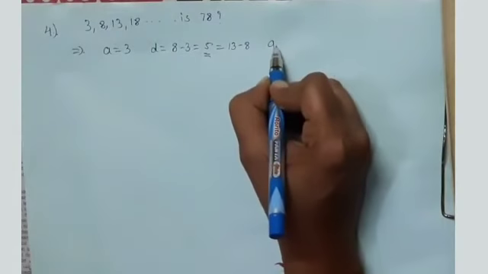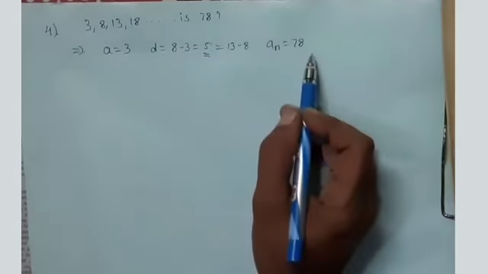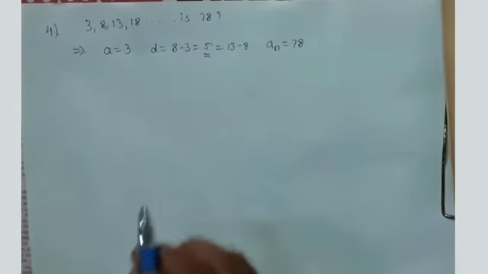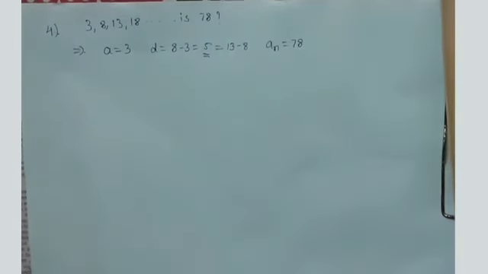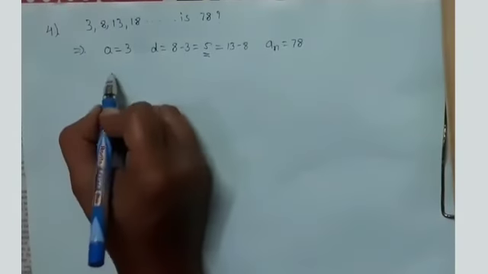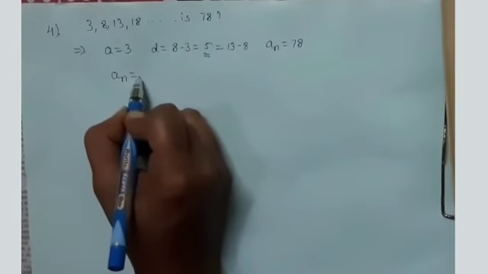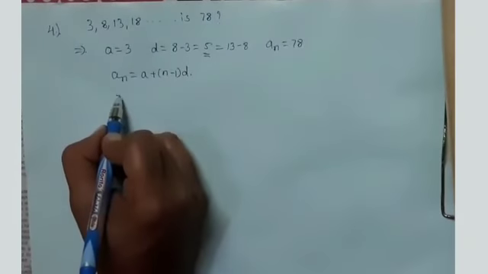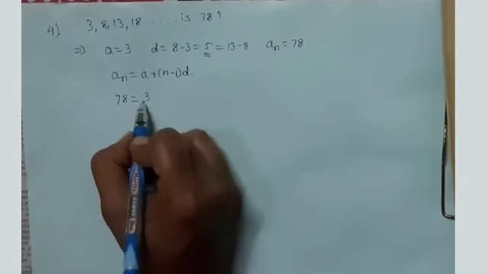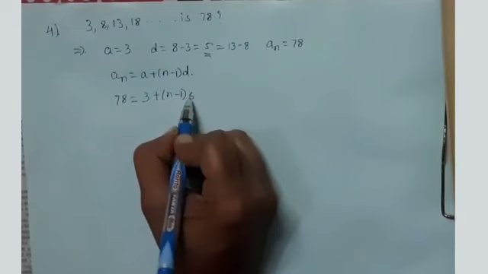Therefore, An you are given as 78, but the value of n is not given. You have to find out which nth term gives you 78. So, let us substitute in our formula, An is equal to A plus n minus 1 into D. An is 78, A is 3 plus n minus 1 into D, which is 5.